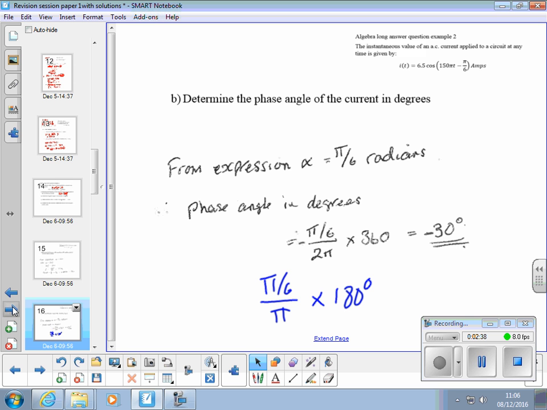However's best for you. Okay. But the answer is minus 30 degrees. 2 marks. I'll take a half a mark off if you don't tell me that's negative. Right? Because that is actually important.